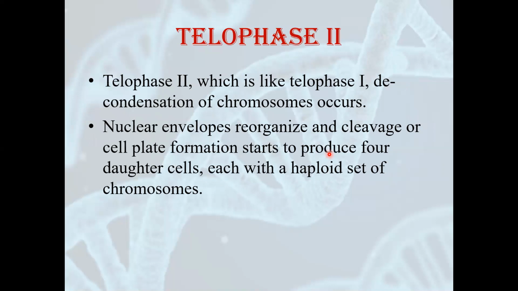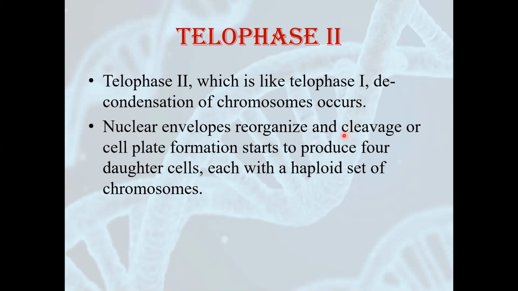Telophase 2. This is like telophase 1. Decondensation of chromosomes will occur. That means the chromosomes will now again turn into chromatin fibers. The nuclear envelope will reorganize. The membrane will become proper. It will be arranged again. And cleavage or cell plate formation will start to produce 4 daughter cells. Till here, the karyokinesis is completed.